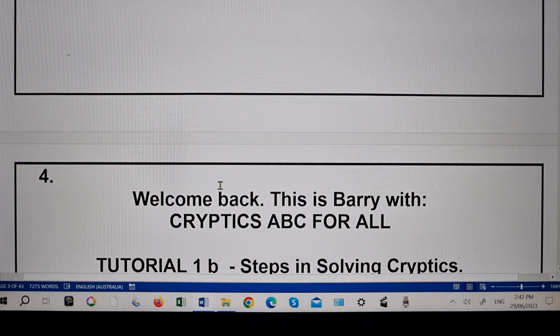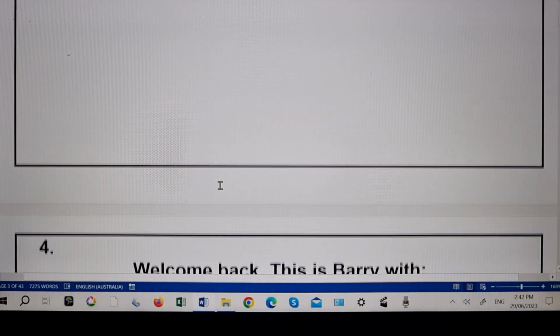And next we'll do the steps in solving cryptics, and we'll do that shortly.